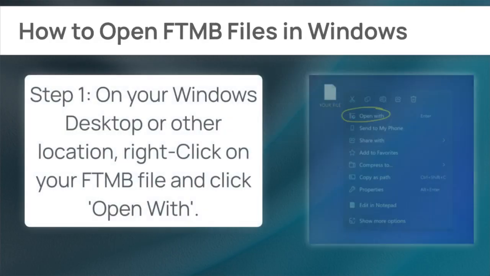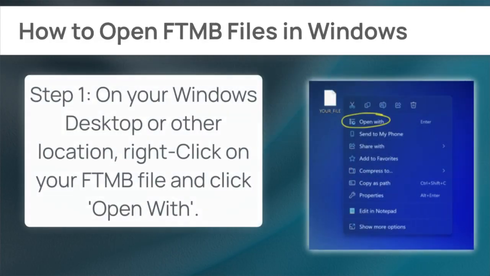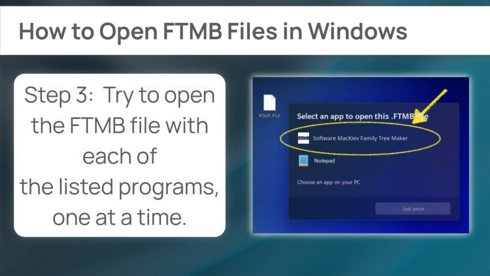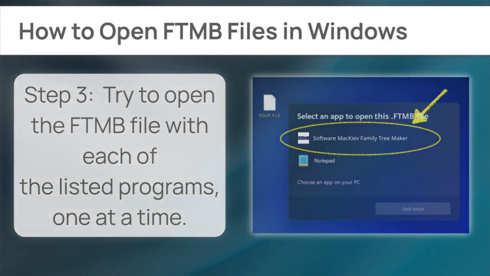Begin the search for the correct application handler. Right-click the FTMB file and choose Open With. Use Software McKiev Family Tree Maker first. If it's absent, select another program. This test sequence is necessary for all stubborn file errors.